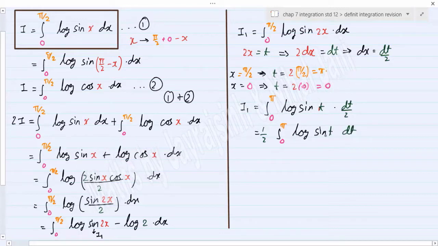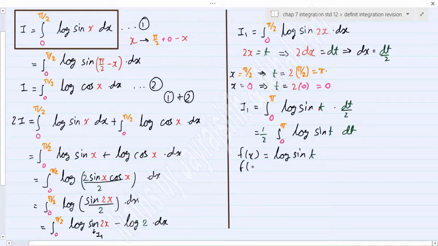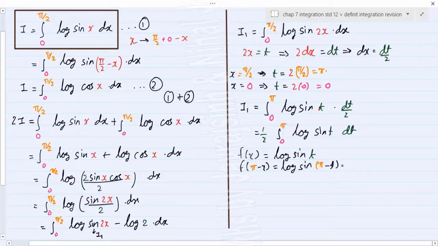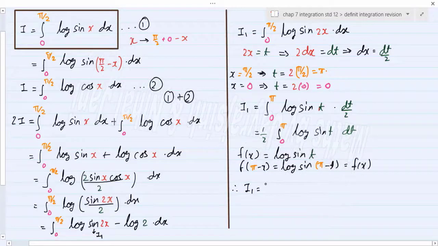Now, as we get log sin t, our limits are changed. And one more thing, your f(x), which is log sin t, has the property that f of pi minus x will be equal to log sin (pi minus t), which is exactly equal to f(x), right? So we can say by the property of definite integration, this 1 by 2 will be as it is.